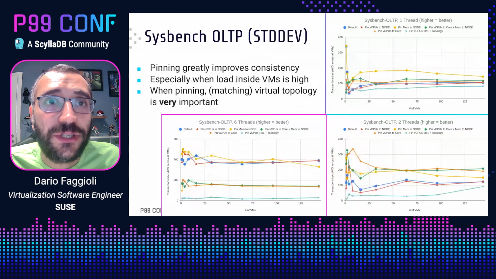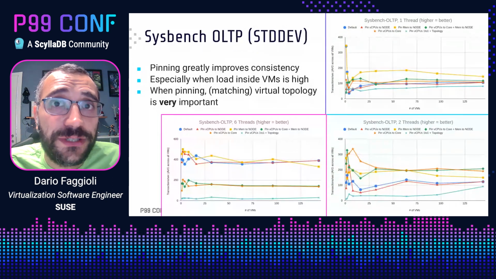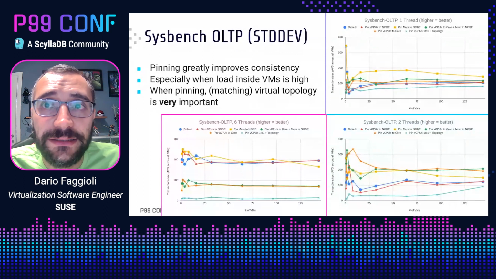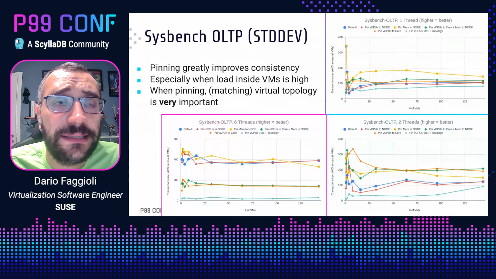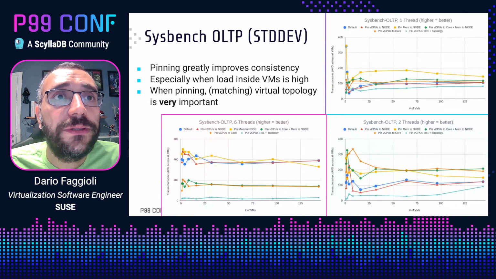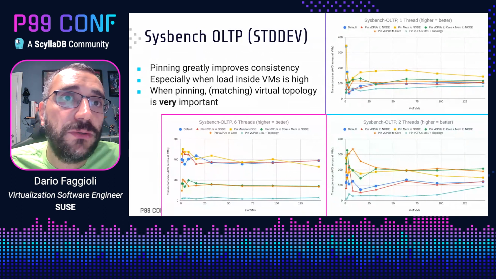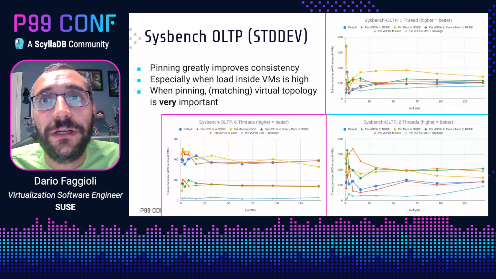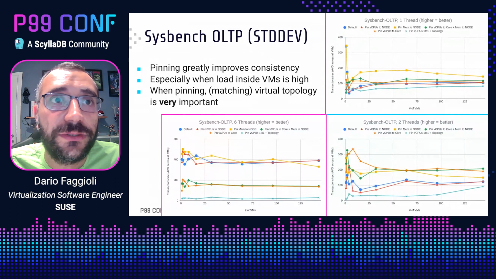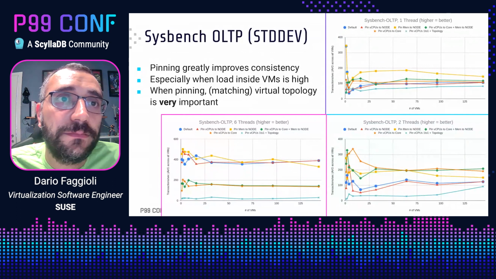So as far as standard deviation is concerned for Sysbench OLTP, as it was already for Sysbench CPU, aggressive tuning pays back, especially under load. Check, for example, the graph for 6 benchmark threads. Default and pin vCPUs to node, which were our winners for the average performance, are, however, not too bad until we overload the host. But yeah, as soon as we do, stddev explodes.